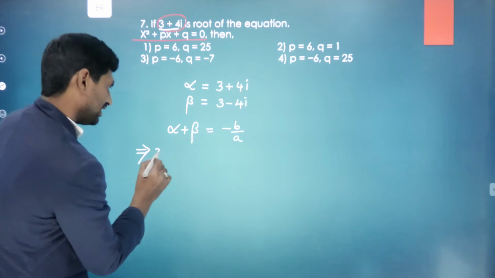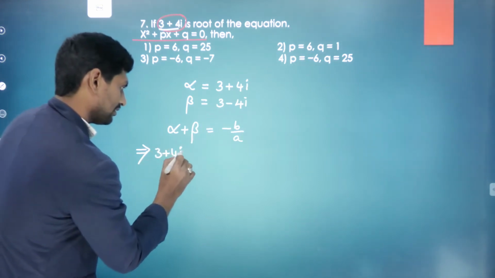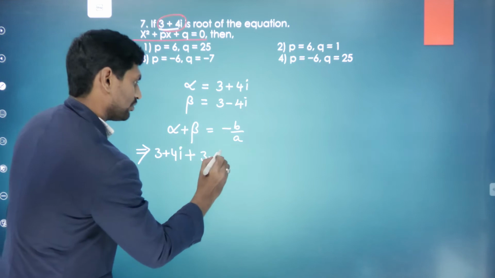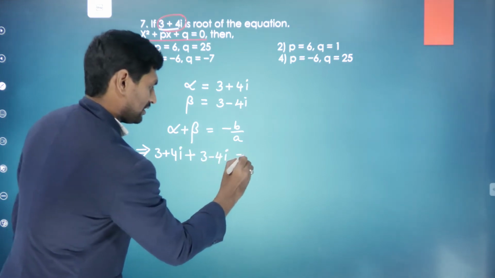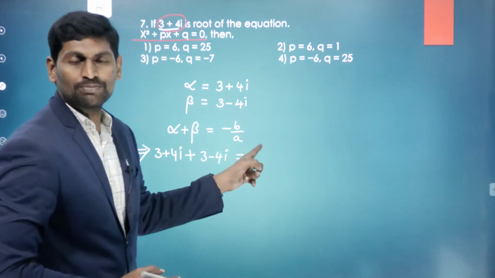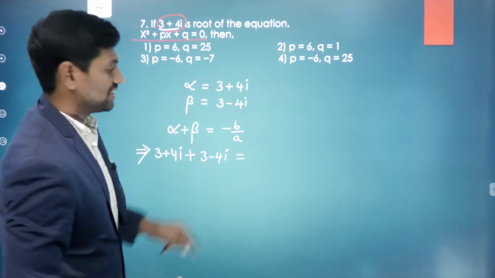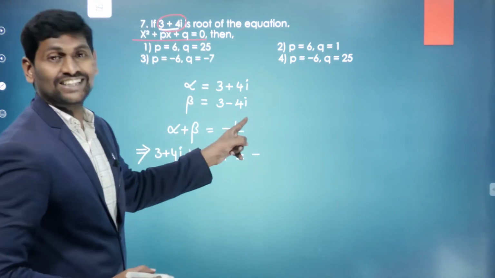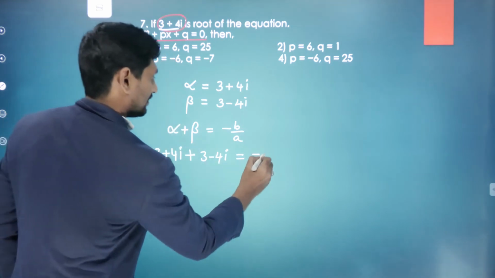3 plus 4i plus beta value 3 minus 4i equal to minus b by a. Minus b by a we have to take it from the equation. Minus b means x coefficient. X coefficient is p.